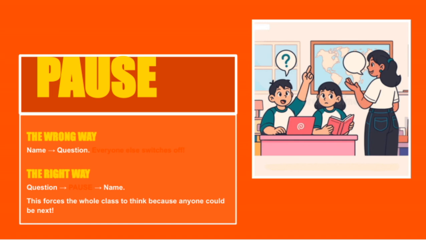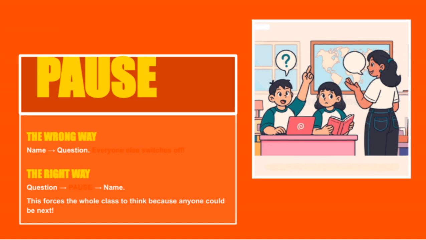Next, we see question, arrow, pause, arrow, name. This technique involves asking a question, then pausing to give students time to think, and finally calling on a specific individual. This method makes students stay attentive because they never know when they might be called upon, and it makes them think more deeply about the subject.